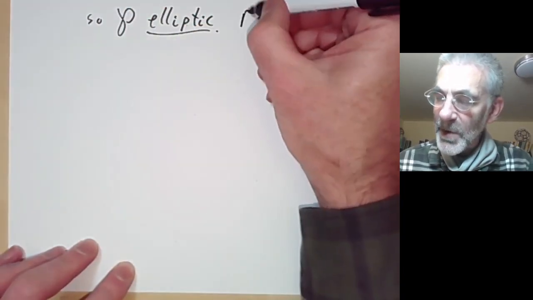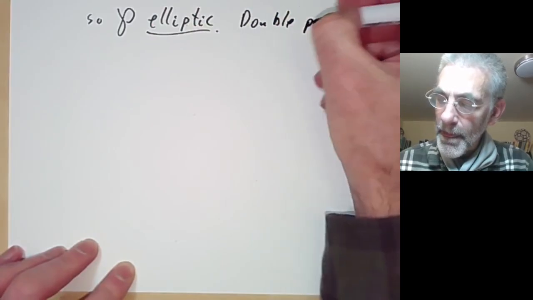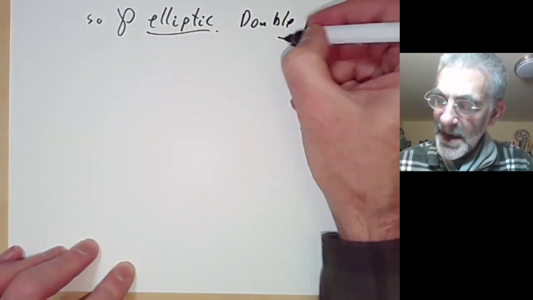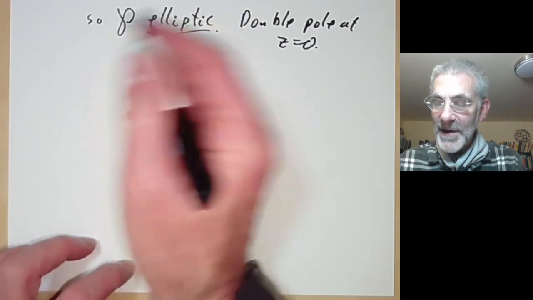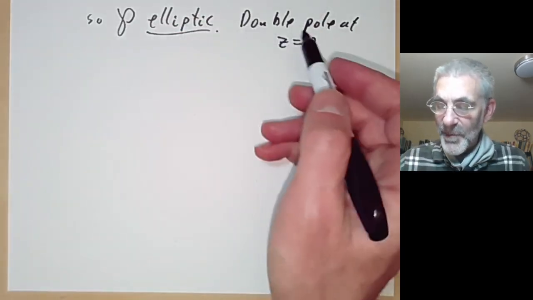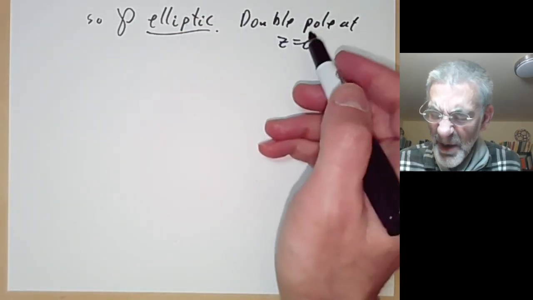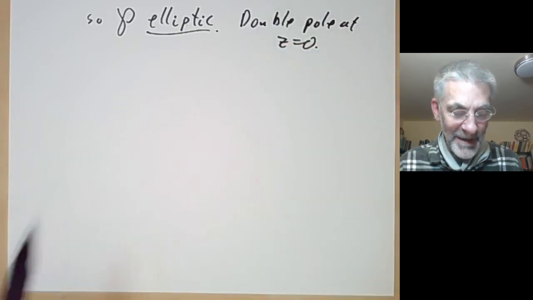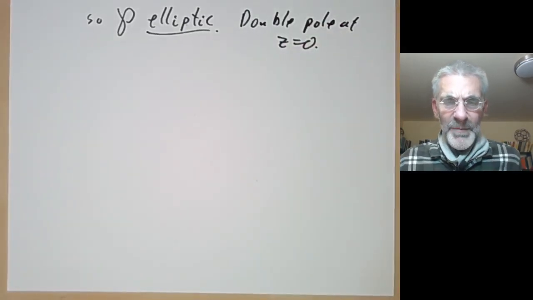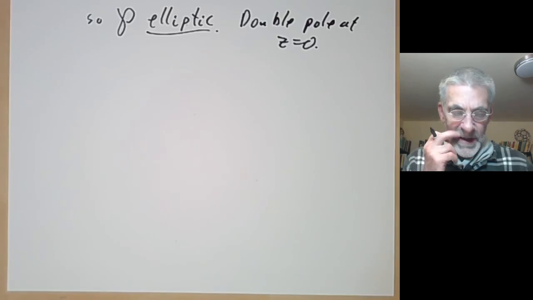And it has a double pole at z equals 0, so it's got exactly two poles in a fundamental domain, although both these poles happen to be in exactly the same place.